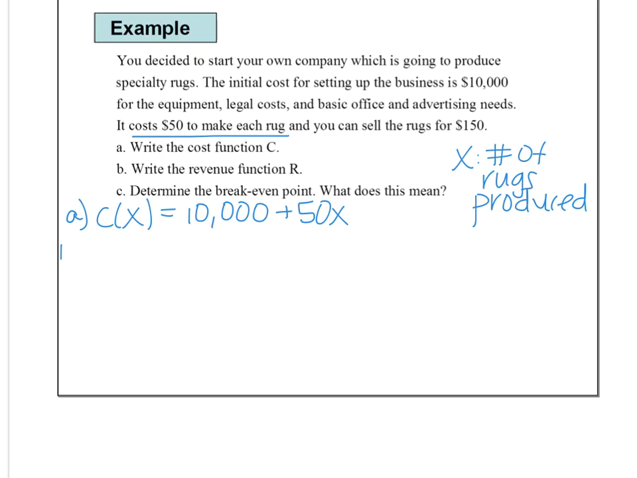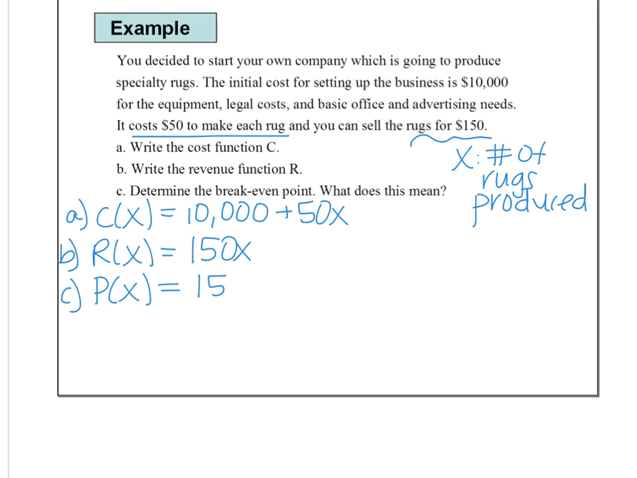Now let's write the revenue function. So the revenue function is just how much we can make for each one. So we know that R of x is for revenue, and we can charge $150 per rug made. So that's where that came from. So now I want to figure out our break-even point. If we think about it, P of x is what we're talking about for profit. That's when we take our revenue function and we subtract the cost function.